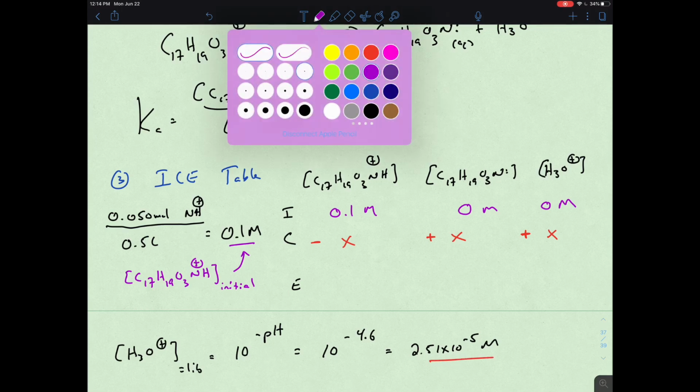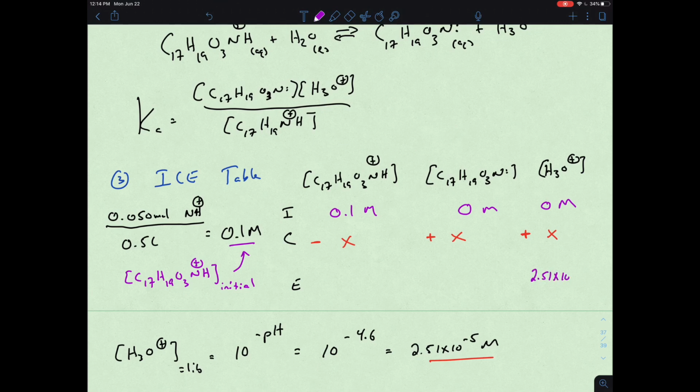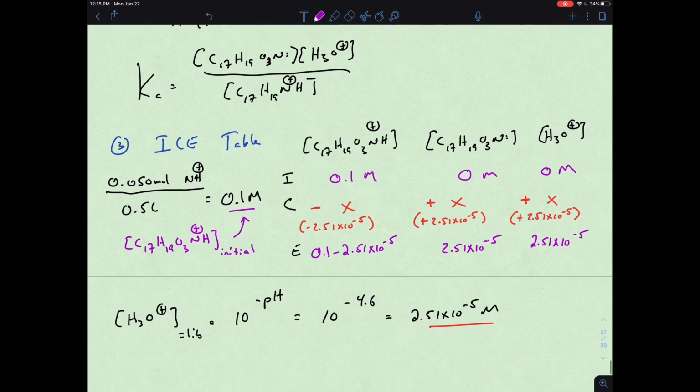So at equilibrium, we have for our hydronium 2.51 times 10 to the negative 5th, right? And that's also now telling us what X is, since we begin with 0 of it. So we would have a plus 2.51 times 10 to the negative 5th, right? We'd see the same thing for our parent product. And then we would have 0.1 minus that, the 2.51 times 10 to the negative 5th. Not much of a change in that number. So we would end up with 2.51 times 10 to the negative 5th, again for our parent base product, and then 0.1 minus 2.51 times 10 to the negative fifth for our ammonium form of the morphine.